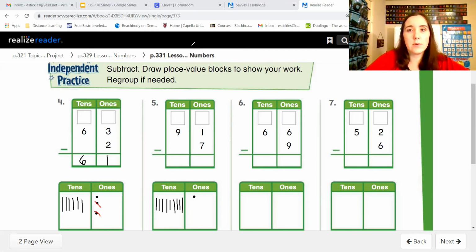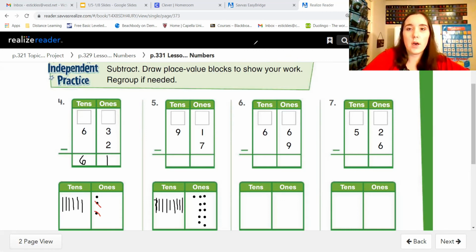Now let's see if I need to regroup. I have 1 one and I need to take away 7, so I do need to regroup. So I'm going to cross off this guy over here and I'm going to make it into 10 ones in my ones column. So 1, 2, 3, 4, 5, 6, 7, 8, 9, 10.